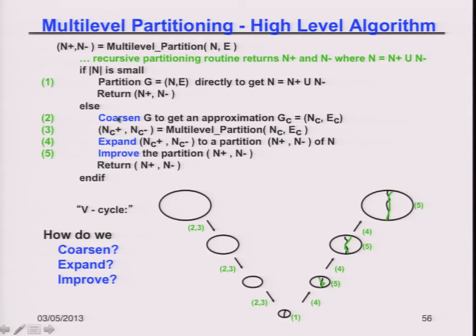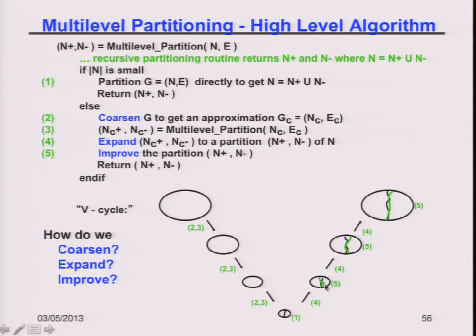And all I have to do is tell you how the 3 blue subroutines work, which is how do I coarsen to get a graph that's about half the size? How do I expand it so that if I have a partition of this little guy, I can get a partition of the big guy? And then how do I do the iterative improvement, to start with the starting guess?